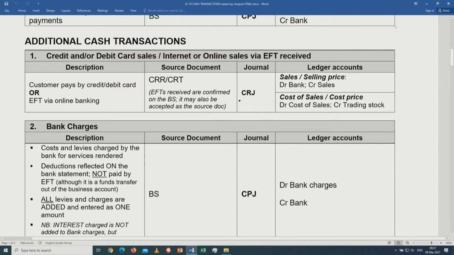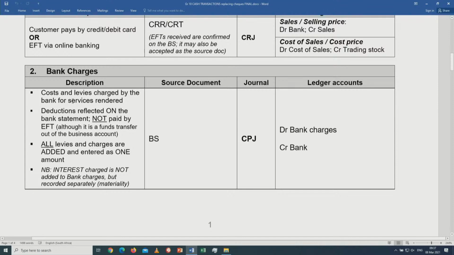And then under the journals, we are going to have the cash receipts journal. And then in the ledger accounts, for sales at selling price, you debit bank, you credit your sales. Then under cost of sales, you debit cost of sales, you credit your trading stock.